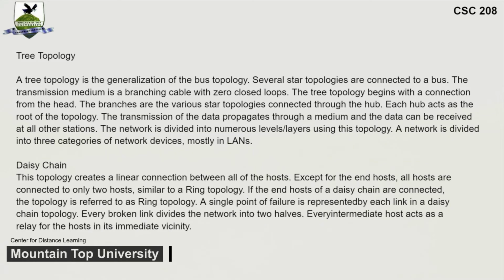Tree topology. A tree topology is the generalization of the bus topology. Several star topologies are connected to a bus. The transmission medium is a branching cable with zero closed loops. The tree topology begins with a connection from the head. The branches are the various star topologies connected through the hub. Each hub acts as the root of the topology.